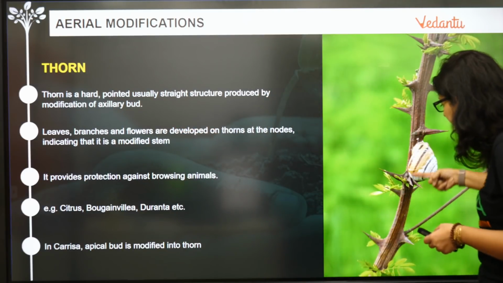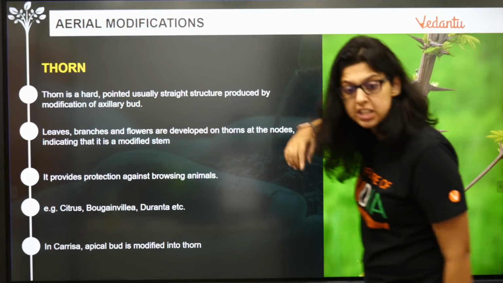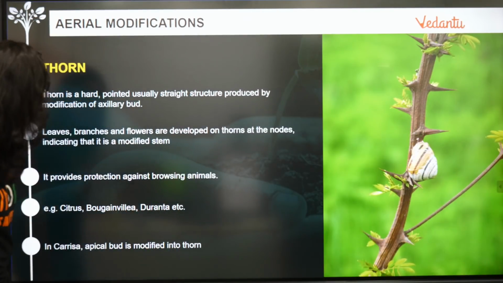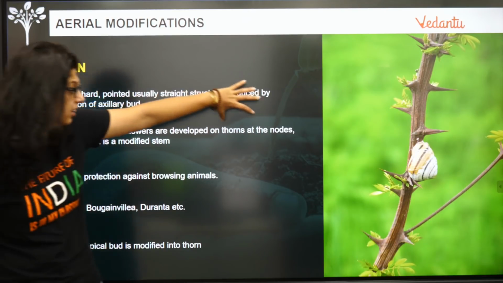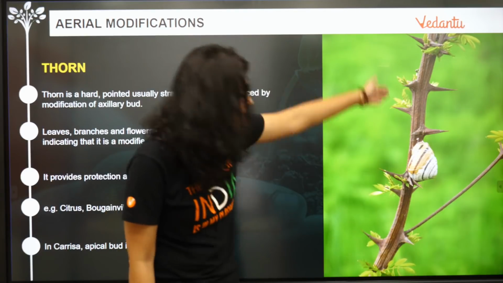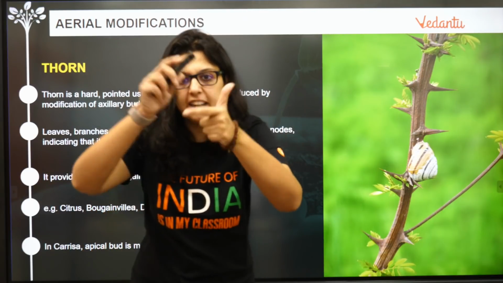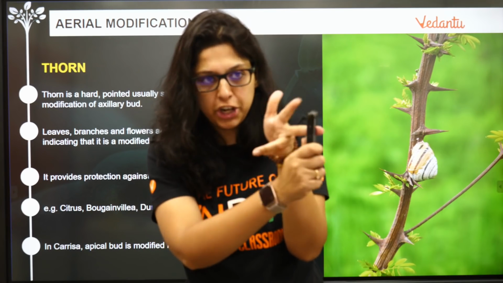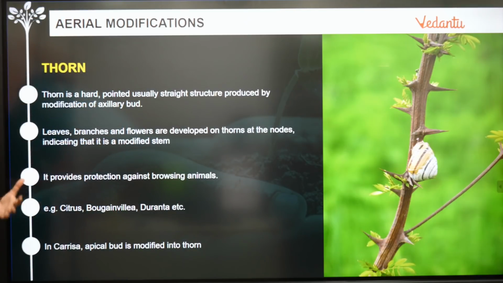So what are all these? If you look, leaves are coming out from below them. So thorn is also a modification of an axillary bud. Leaves, branches, flowers are developed at the nodes. Can you see leaves coming out along with the thorn? Look clearly at this beautiful picture. So thorn again is an axillary bud. It is meant for protection against grazing. Leaves, flowers, branches are also growing there. It also provides protection against grazing animals. These three are very important.